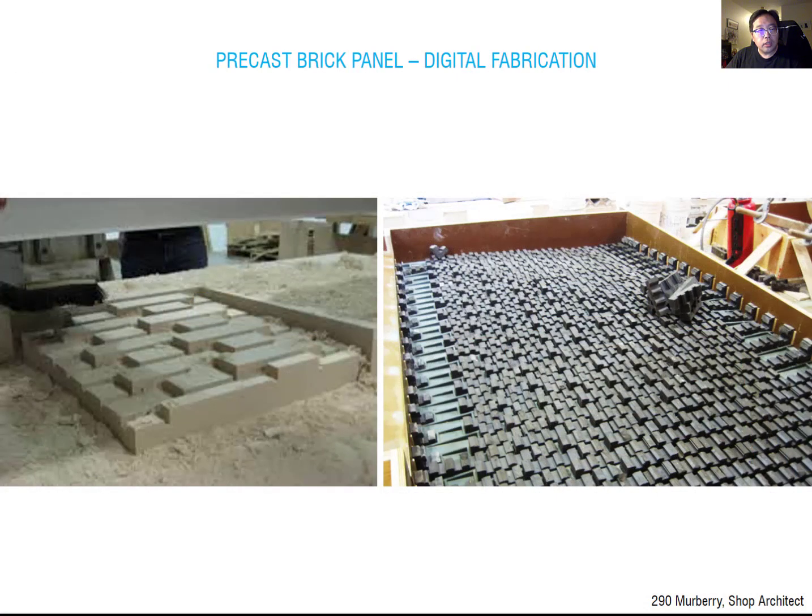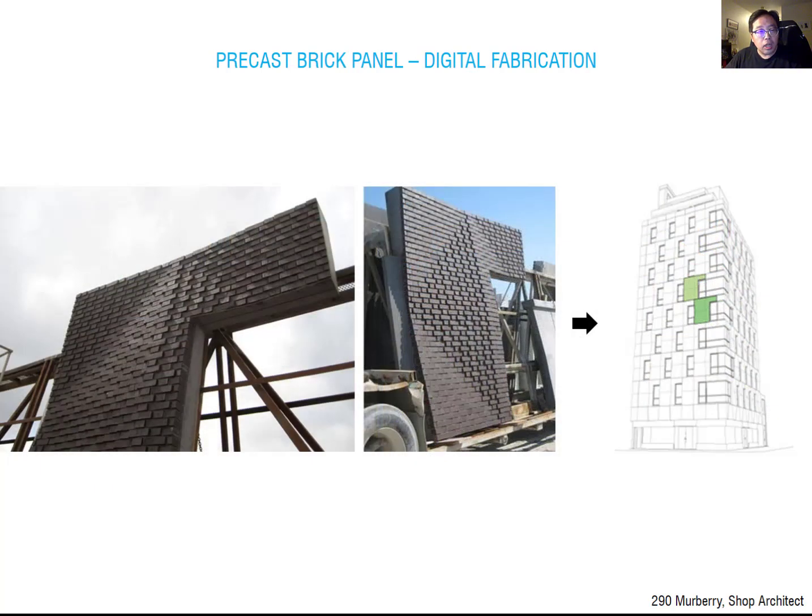So this is the process. The mold is made by a CNC milling machine, then they pour rubber over it to make the reusable mold. And then they pour the precast concrete to make the individual module and individual panel. But when you see this individual panel, it looks like a brick assemblage. So they prefabricate this panel in the factory, and then simply deliver this panel to the site and assemble this prefabricated panel at the location.